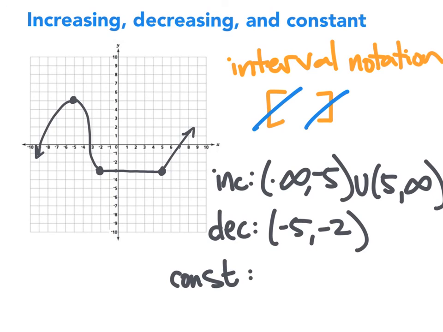And where is it constant? Between negative 2 and 5. And really, increasing, decreasing, and constant is as simple as that.